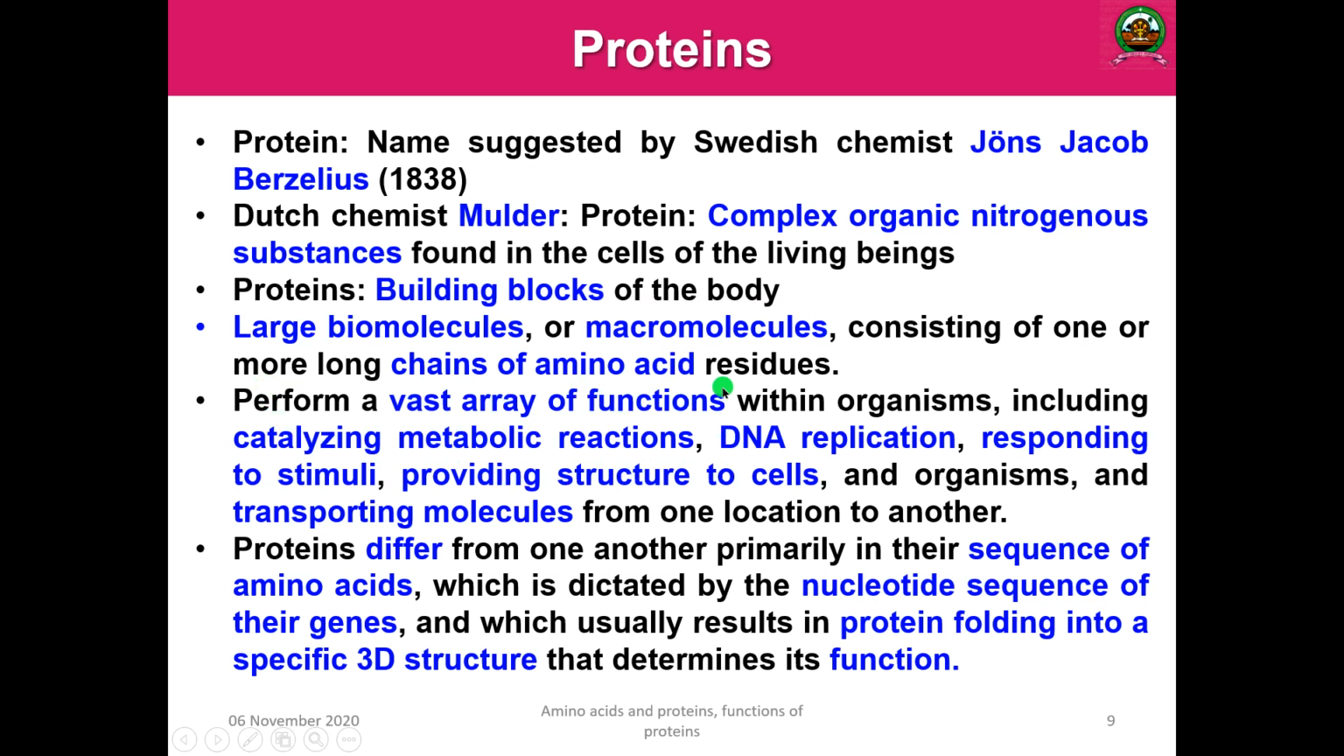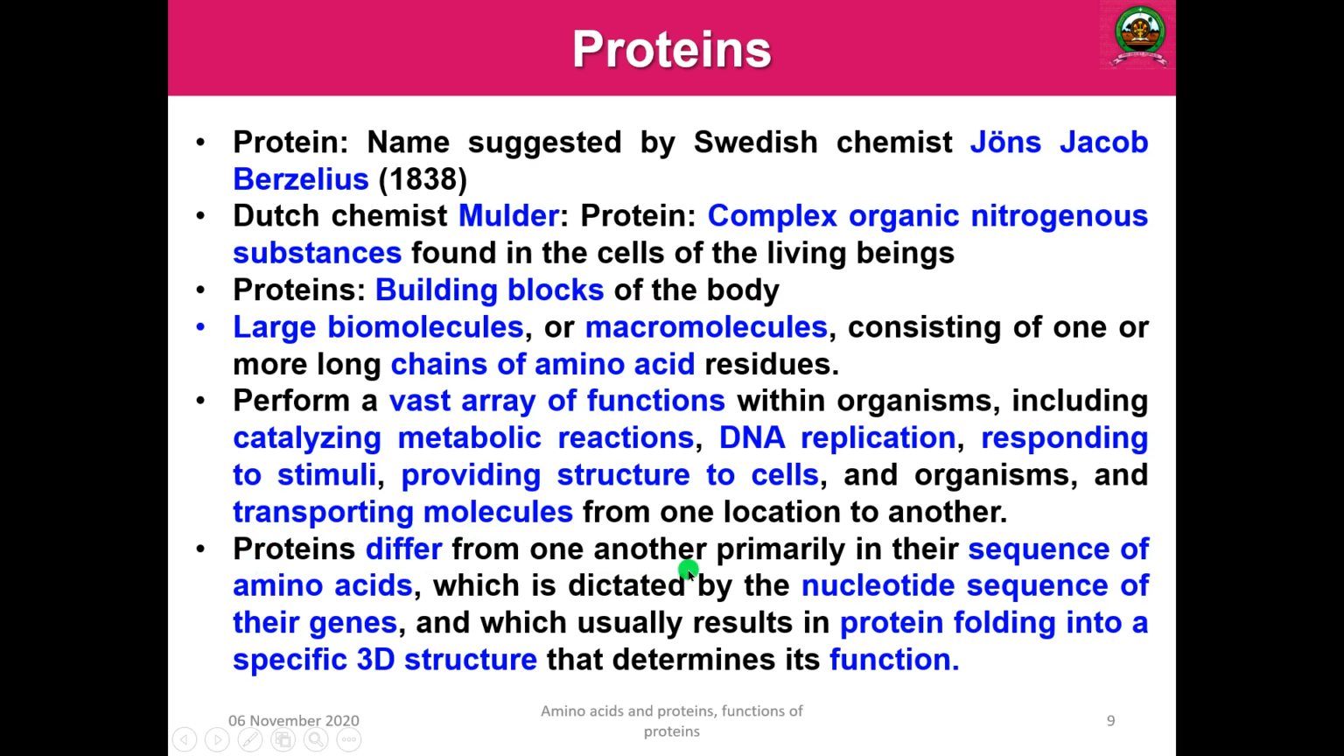All metabolic reactions are catalyzed by proteins, that are enzymes. Also replication of DNA, responding to the stimulus, the signal transduction, providing structure to the cell and the organisms, and providing the transport of the molecule from one location to another location. So the proteins arise from the DNA. That is why before this particular unit we have discussed nucleic acid.